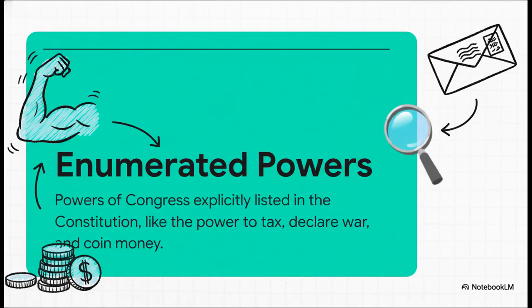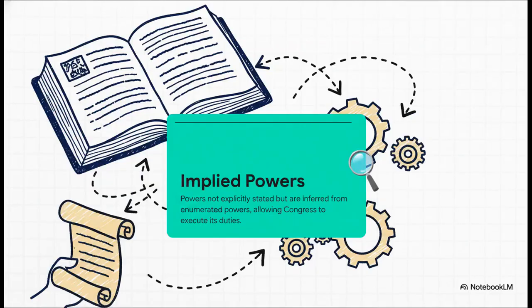Think of it like a job description written by the Founding Fathers. It's the official to-do list for Congress. Things like raising an army, printing money, setting up post offices. The stuff that's literally written down, right there in the text. No ambiguity.